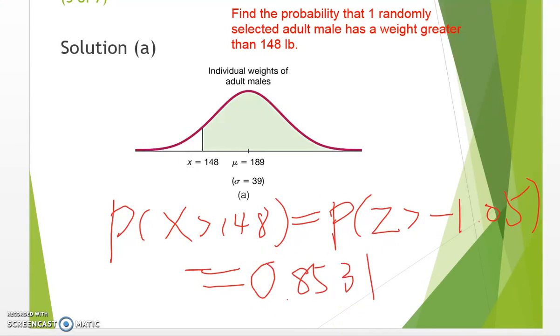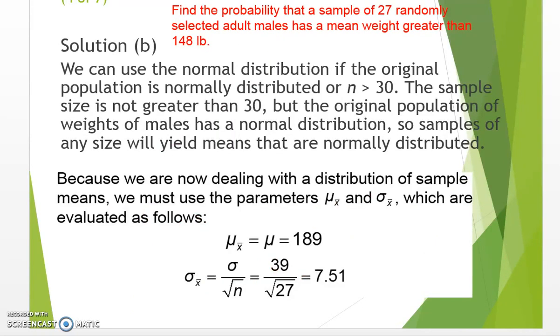0.8531, which means there's an 85.31% chance that one individual male would have a weight that's higher than 148. Okay? So that's what we learned before, but this time the problem gets changed a little bit for question B.